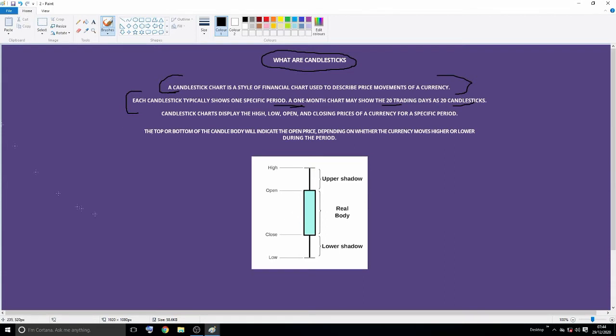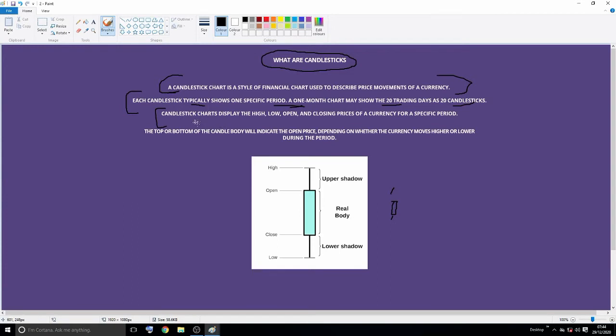So in a monthly time frame, if you have 20 candlesticks, it means that's 20 trading days. But in a daily frame, if you have 20 candlesticks, that means it's 20 days of trading. And if you are on a weekly and you have 5 candlesticks, that means that's 5 weeks of trading, right? So that's why it says it typically shows one specific period.